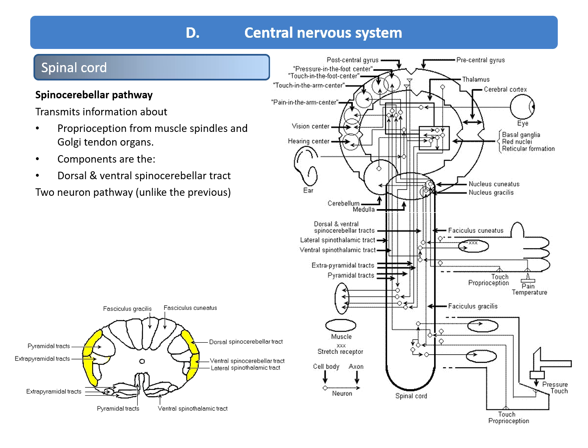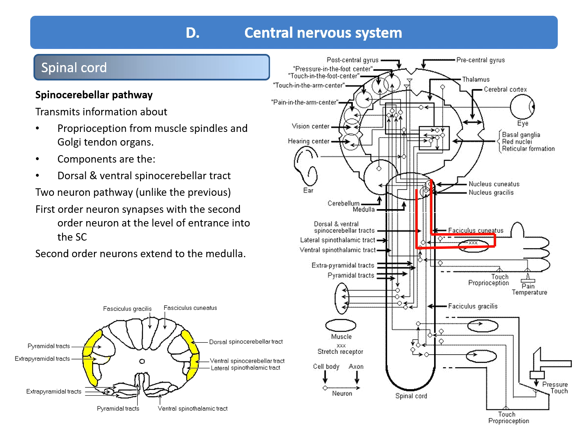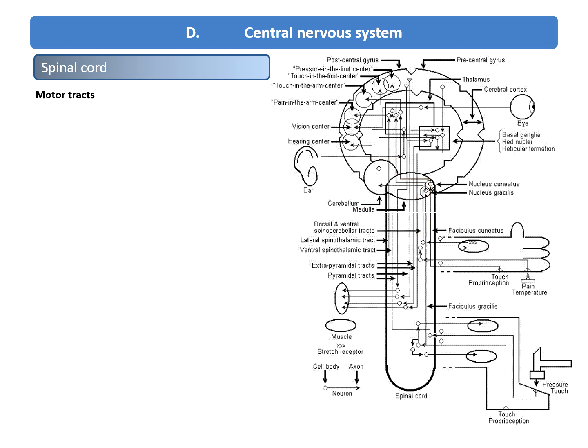The reason for that is, if you remember the embryonic development of the nervous system, the neural tube closes, and the cerebellum is somewhere between the cerebral cortex and the spinal cord, so there's no reason these axons should extend all the way to the thalamus or the cerebral cortex. The first-order neurons synapse with the second-order neurons at the level of entrance into the spinal cord. The second-order neurons extend up to the medulla and immediately cross to the other side and extend to the cerebrum, to the cerebellum, I should say.